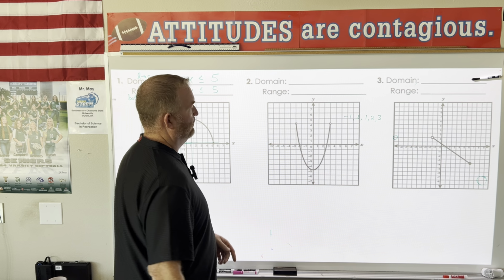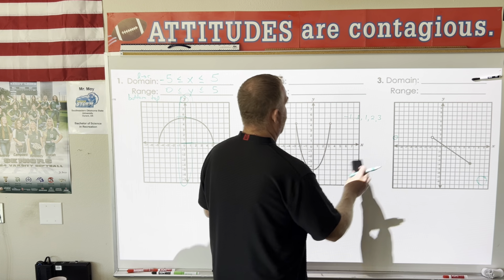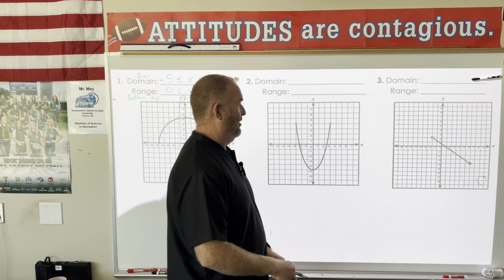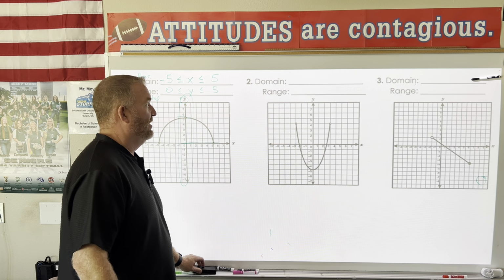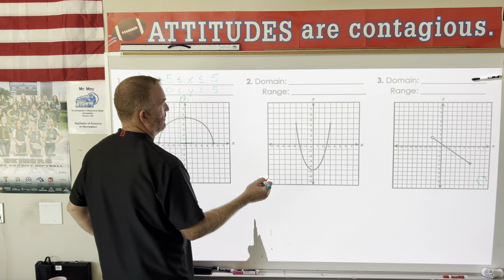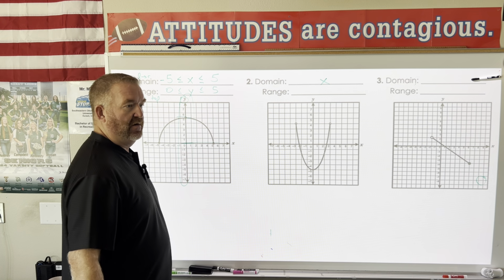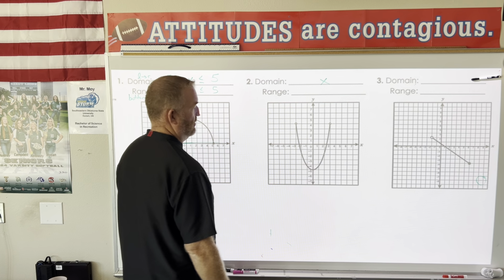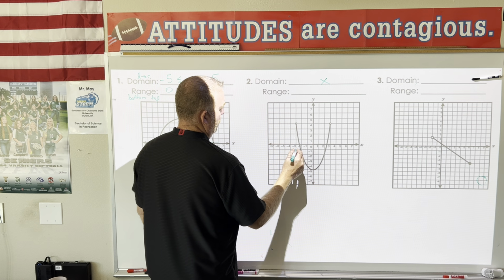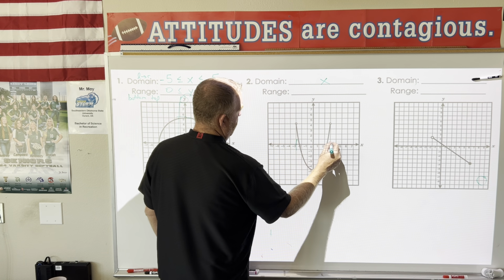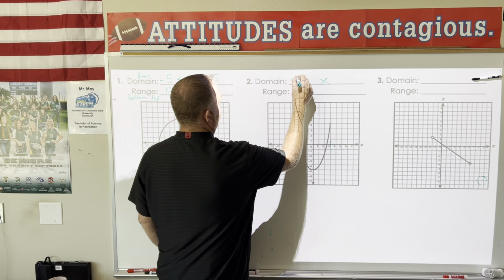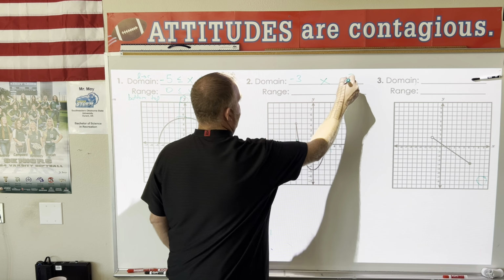Let's do number 2. This one has open dots. Doesn't matter. Well, we're going to pay attention to this. All right, domain. What letter is domain? X. I'm going to put the X first. Left to right, correct? What's the furthest left? -3. What's furthest right? +3. So -3 and +3.